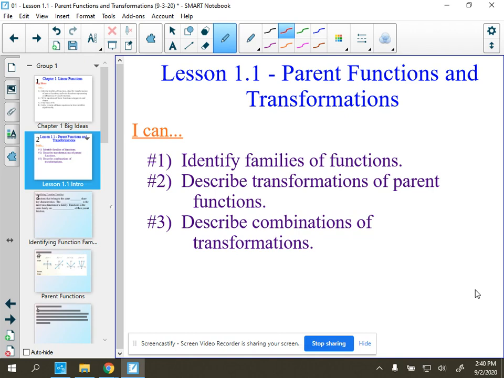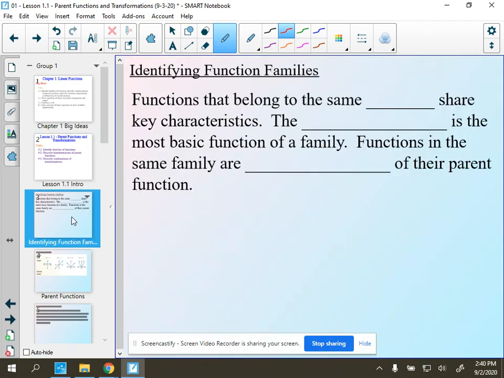Okay, so a little bit of vocab here as we get going. Just the first part, identifying function families, functions that belong to the same family. Okay, share the same characteristics. We'll use some of this terminology, but linear graphs would be an example of a family. They're all lines. They share similar characteristics. What we would call the parent function is the most basic, the simplest function of that family.